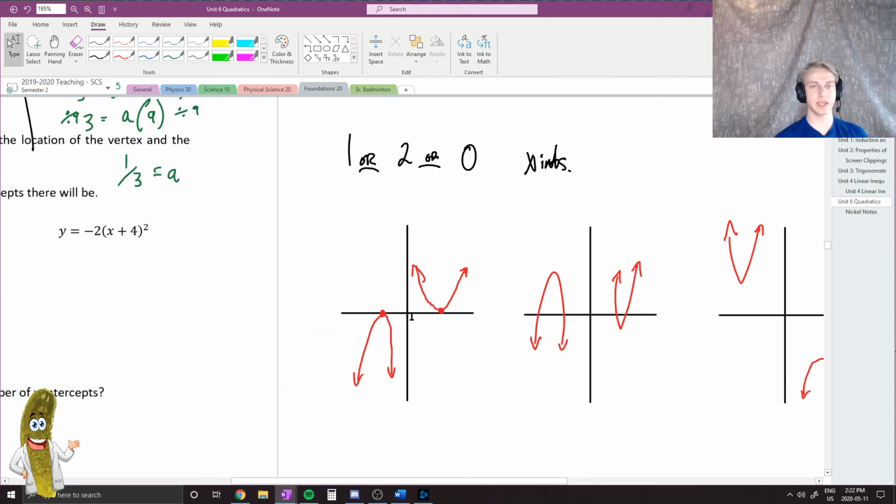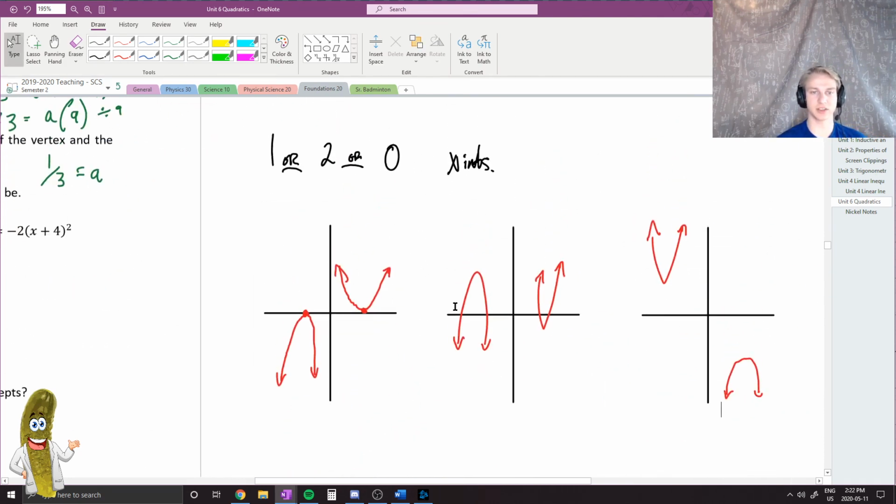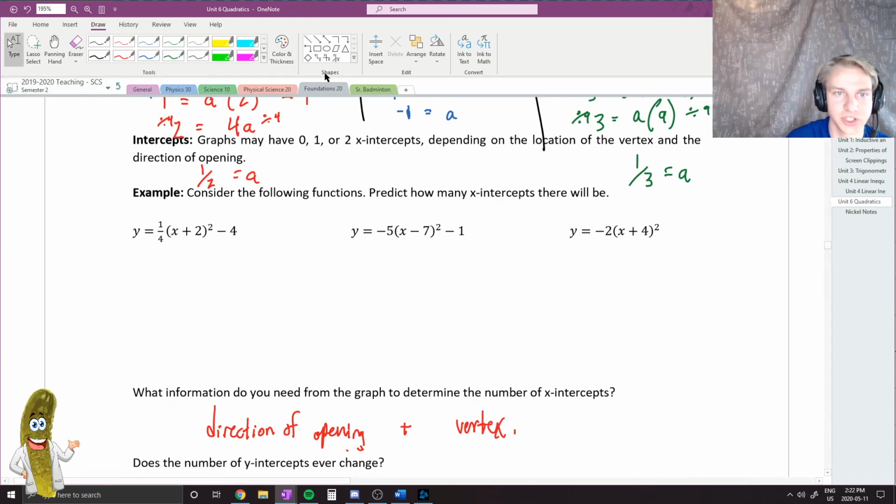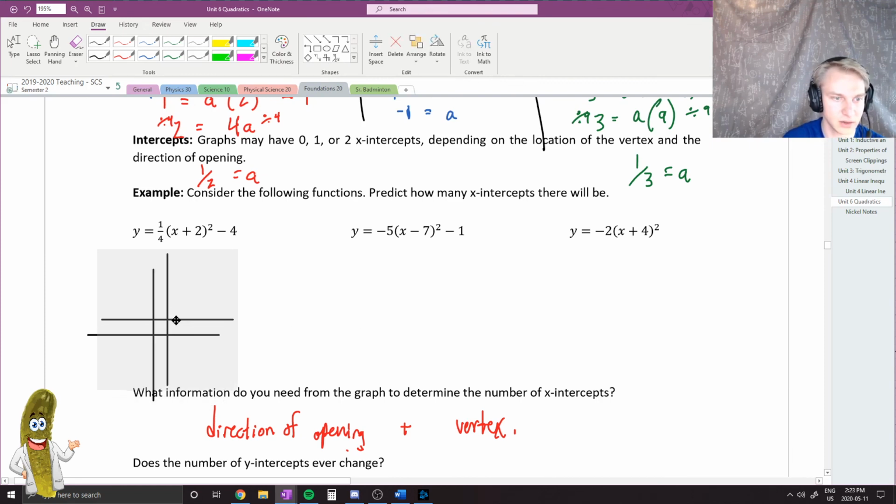And so what we need in terms of the information is the direction of opening and the vertex. Those are the only two things that we actually need to determine the number of x-intercepts. We need the direction of opening and we need the vertex. So looking at a graph, I'm going to just fill in some dummy graphs down here, in black.